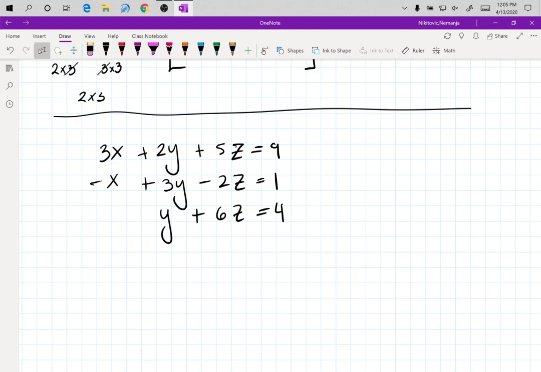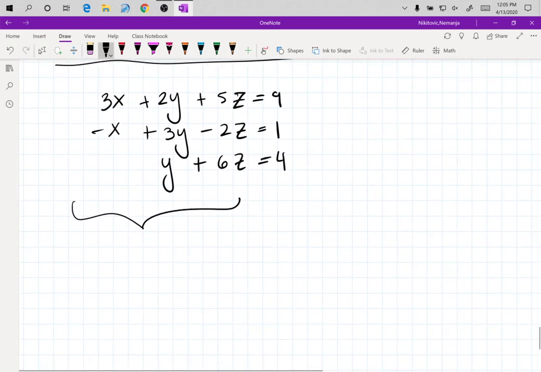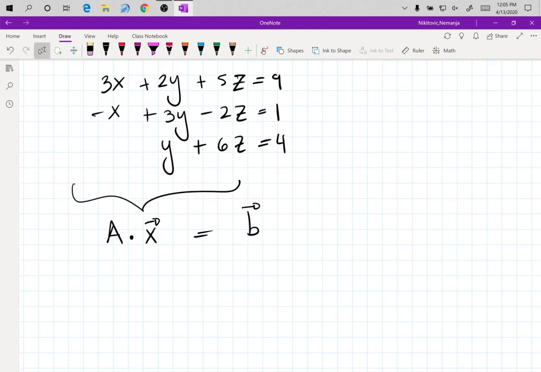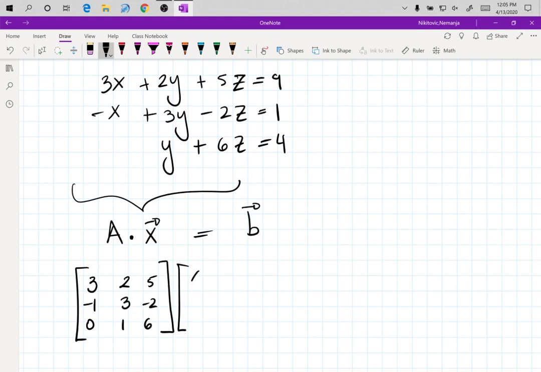You can represent this as matrices. This part can be a matrix A times the vector x equals vector of solutions B. These are column vectors. So what is your A? It's simply 3, 2, 5, negative 1, 3, negative 2, 0, 1, and 6. The column of your x, y, and z, and it's equal to 9, 1, and 4.